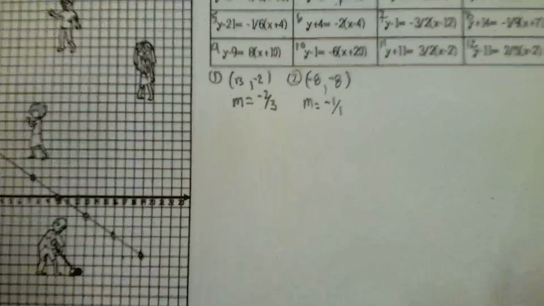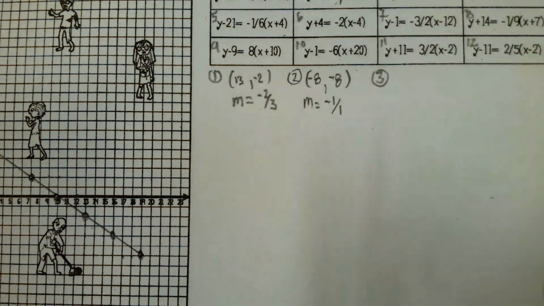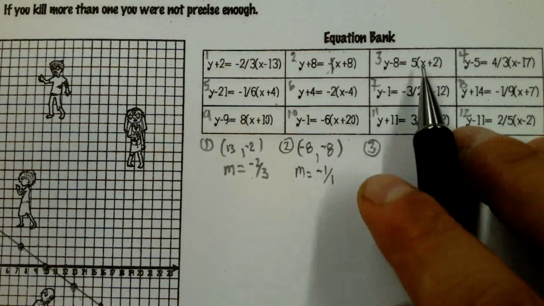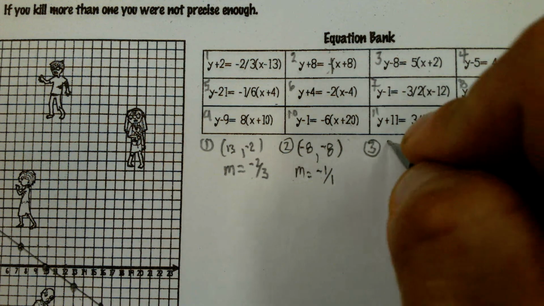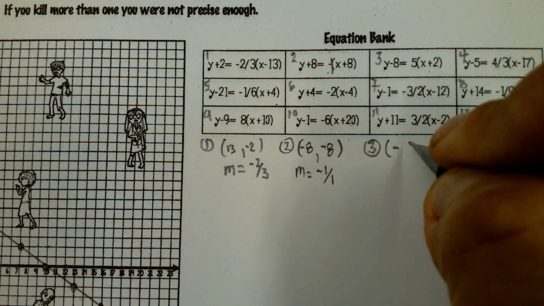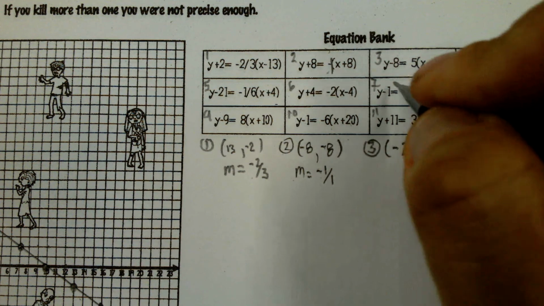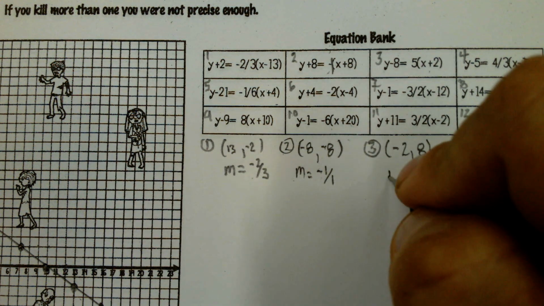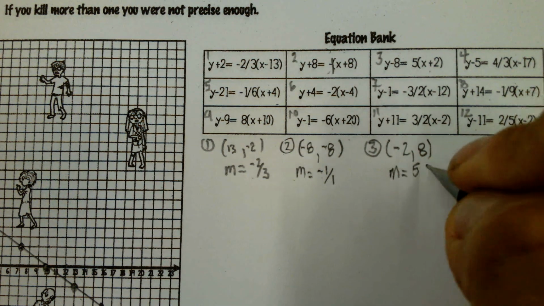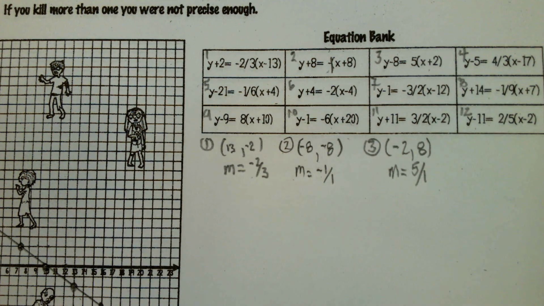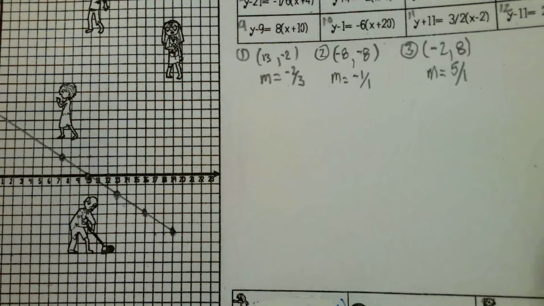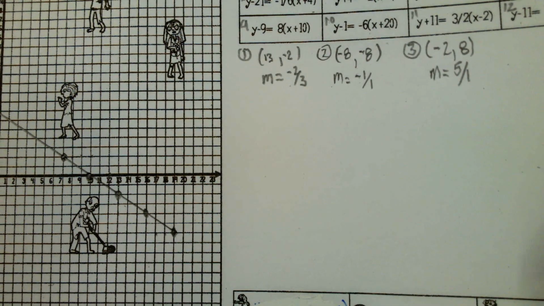Let's try number 3. So number 3, let's look at our equation. It's negative 2 because it's plus 2 there, and plus 8 or positive 8. And then the slope is 5 over 1. So we're going to go up 5 over 1. Okay, so let's go ahead and plot that. Negative 2, 8. 2 to the left, 8 up.